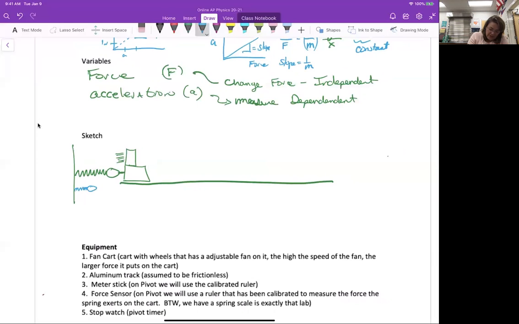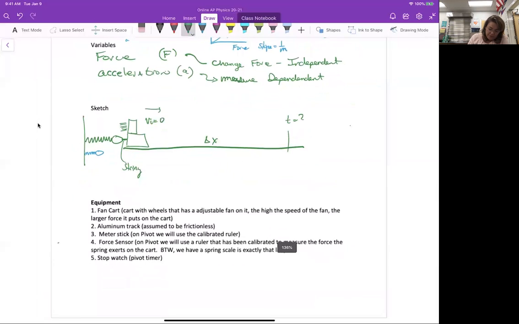And then I cut the string. This is a string or a ribbon. I'm going to cut it and the fan's going to take off. The cart and the fan are going to take off. And by the way, it has an initial velocity of 0. And then I'm going to go some delta x, and I'm going to measure how much time it takes to go that delta x. All right.